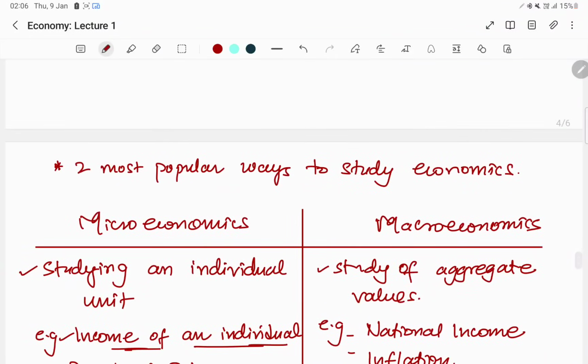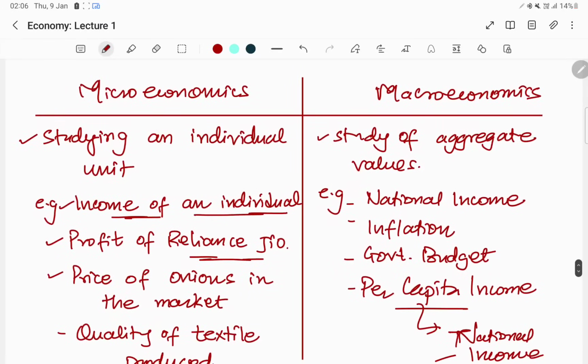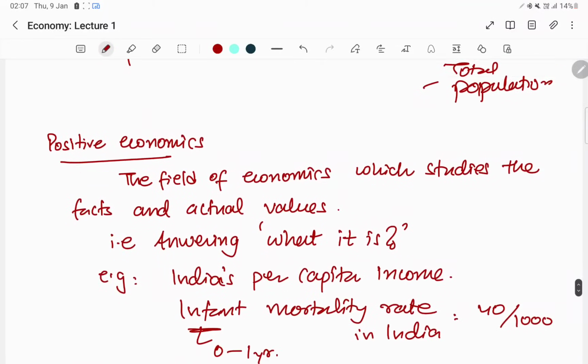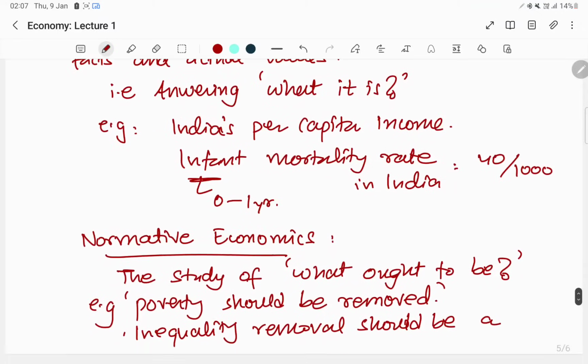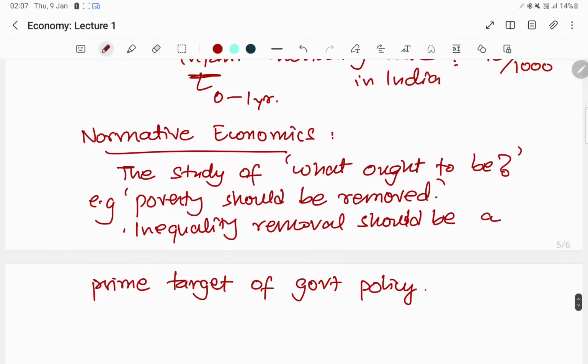Then we talked about two of the most popular ways to study economics. Number one, microeconomics, and then macroeconomics. Studying an individual unit, an individual sector is known as micro, and studying aggregates in an economy is known as macroeconomics, right? Then positive economics means the facts, the figures, when we talk about the GDP of India, the per capita income of India. When we talk about normative economics, it gives us the idea of an ideal world, what ought to be, what should have happened actually.